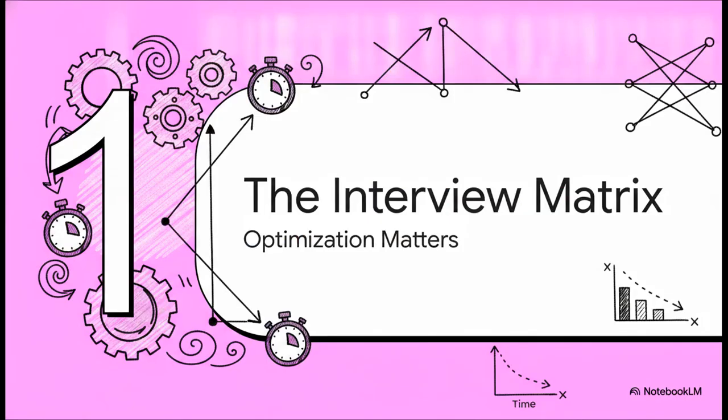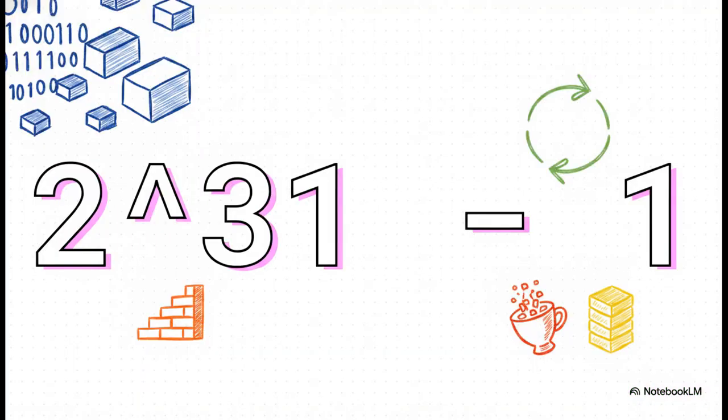Section 1. The technical interview matrix. Why optimization is everything. So, before we even touch a single data structure, we really have to understand the ultimate boss fight in any technical interview, and that is time and space constraints. Think about this number for a second. 2 to the 31st power minus 1. That right there is the 32-bit signed integer limit. In problems like reverse integer, the constraints frequently push right up to this exact literal boundary.